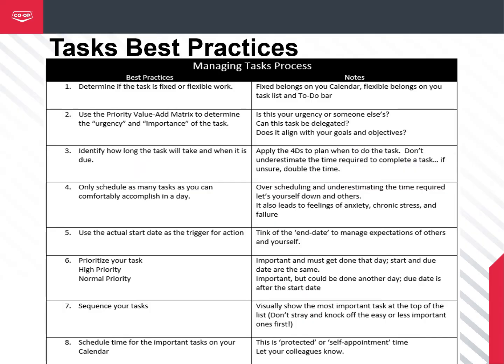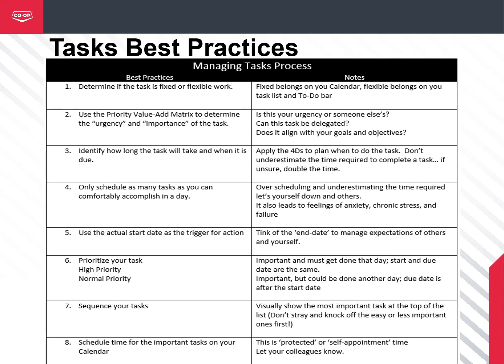Okay, now we're going to talk about using tasks and some of the best practices that we're going to follow when managing our tasks. So the first one is we need to determine if the task is fixed or flexible work. So fixed work belongs on your calendar. You want to schedule time in. Flexible belongs on our task list or our to-do bar because we have a little bit of control over when those particular items are completed.